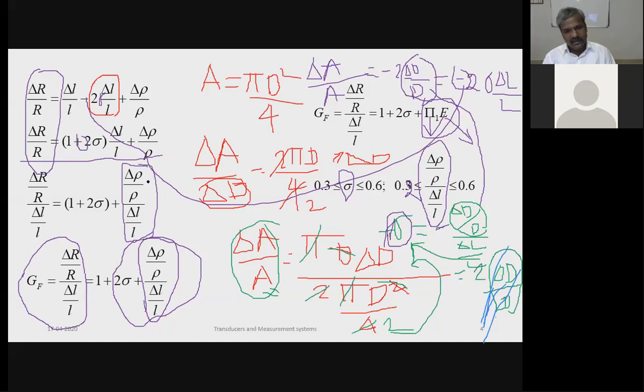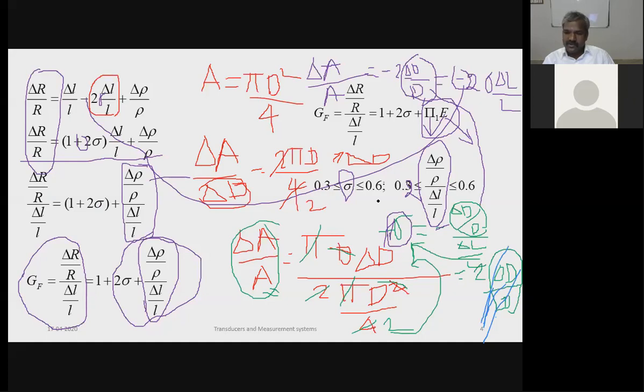This is called per unit change in piezoresistivity. So it is nothing but phi 1 E. E is the modulus of elasticity. Phi 1 is nothing but the piezoresistive coefficient. The piezoresistive coefficient varies from 0.1 to 0.6.